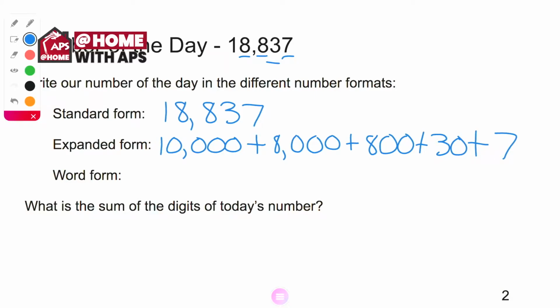All right. So now we write it in word form. Remember, in word form is how we would say it. So I'm very, very old school. I still write a few checks. Most people don't write checks anymore.